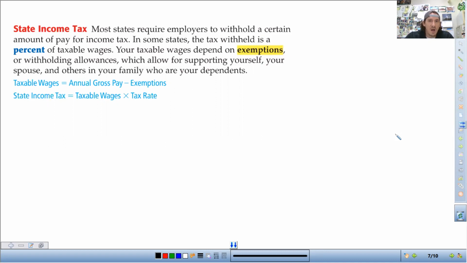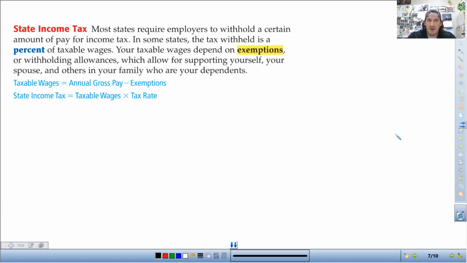Most states require employers to withhold a certain amount of pay for income tax. In some states, the tax withheld is a percent of taxable wages. Your taxable wages depend on exemptions or withholding allowances, which allow for supporting yourself, your spouse, and others in your family who are your dependents. When you claim an exemption, that money is set aside and it's not taxable. So the more exemptions you claim, the more money that is not taxable.